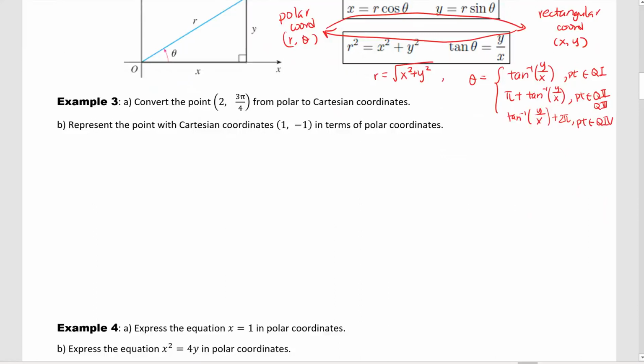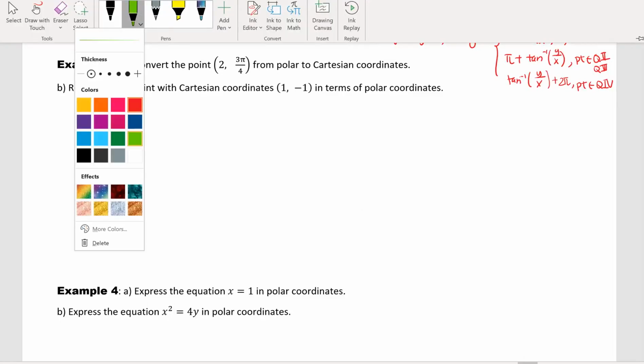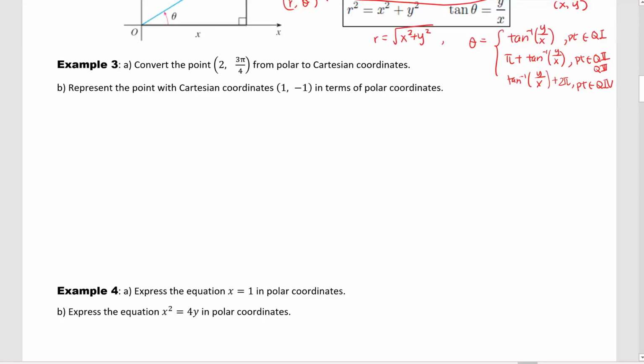So let's look at example 3. Convert the points from polar to Cartesian coordinates. All right, so r is 2, theta is 3 pi over 4. Then what is x? Well, x is r cosine theta, which is 2 times cosine 3 pi over 4.